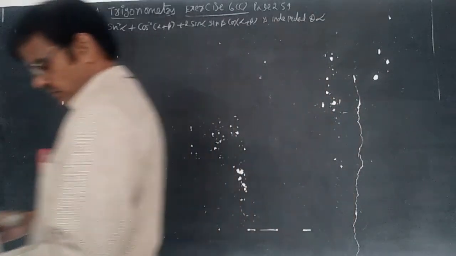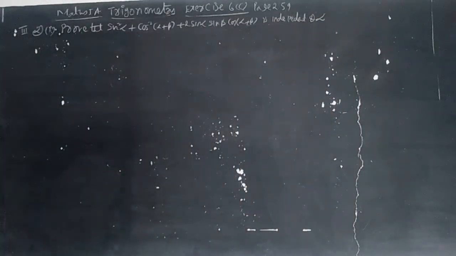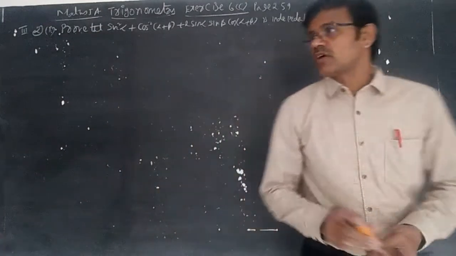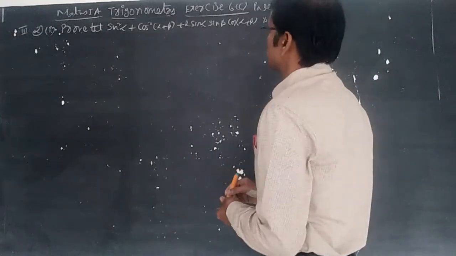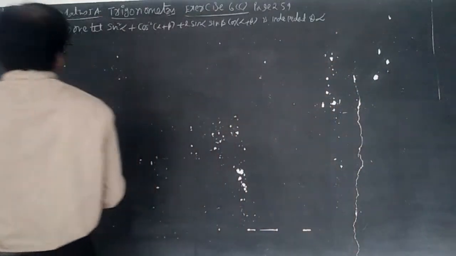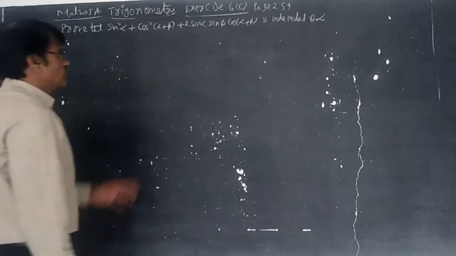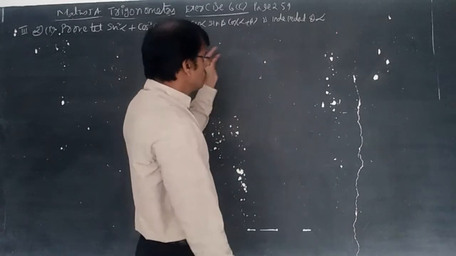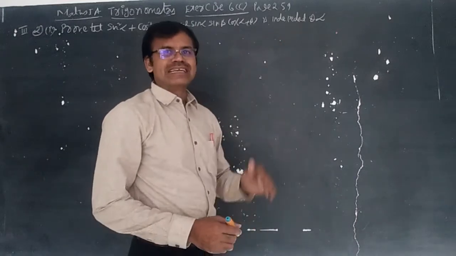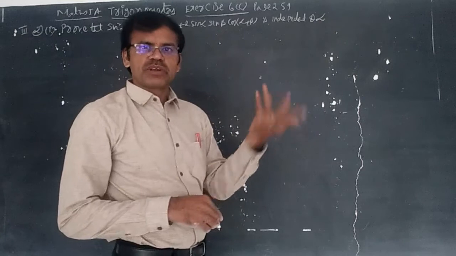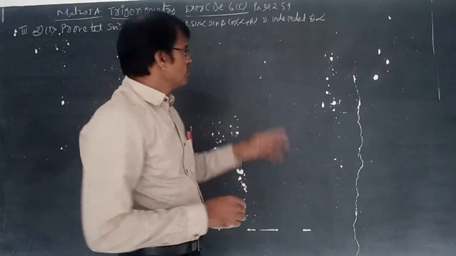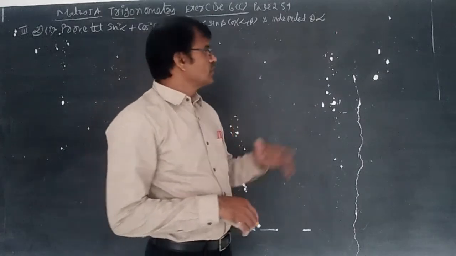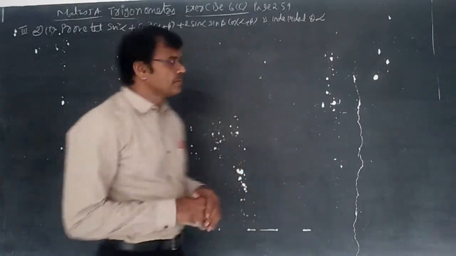Sin square alpha plus cos square of alpha plus beta plus 2 sin alpha sin beta into cos of alpha plus beta is independent of alpha. So if you are expanding the answer, you will not get the value in terms of alpha. In terms of beta, okay, no problem. But alpha you should not get in the value. That is why, if you get like this, you can say that it is independent of alpha.